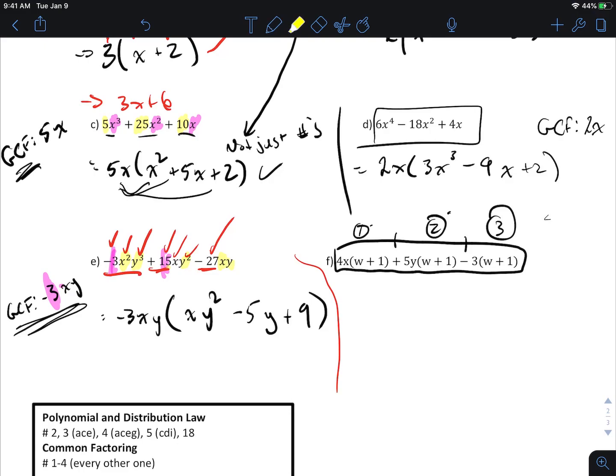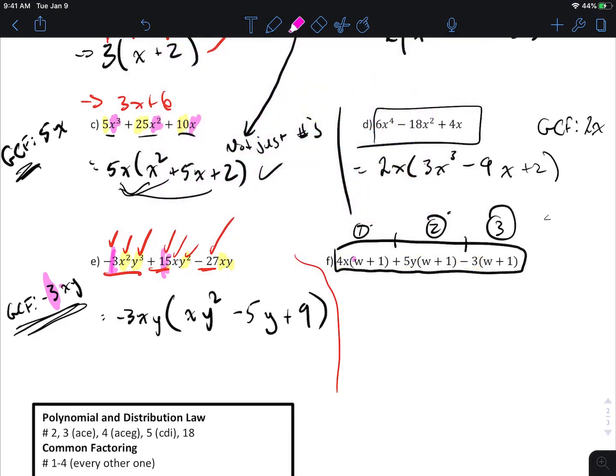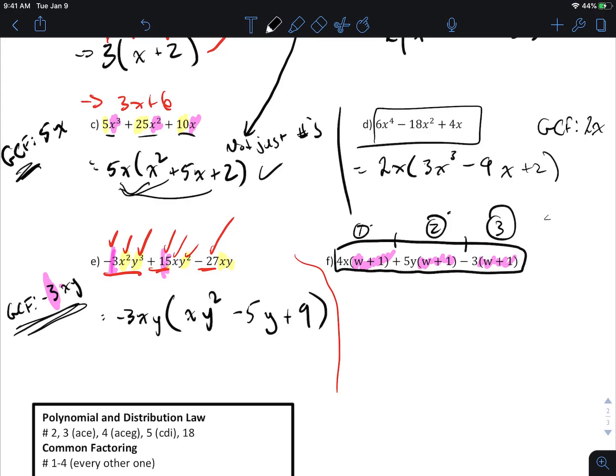So when I look at this, I'm reading left to right. 4x. Normally I would look at the coefficients, but there's nothing going on here between 4x, 5y, and negative 3. There's nothing common. So then I'll shift my attention to the other halves. Okay, well, I see a w plus 1, and a w plus 1. So I'm like, oh, there it is. Your three pieces that are in common. So your GCF here is actually W plus 1.